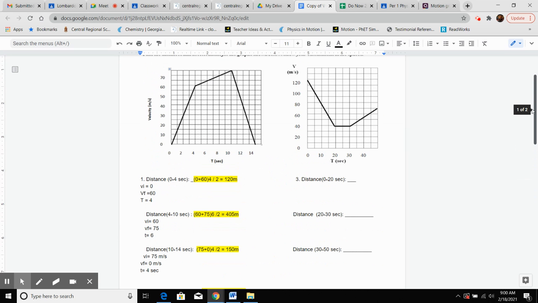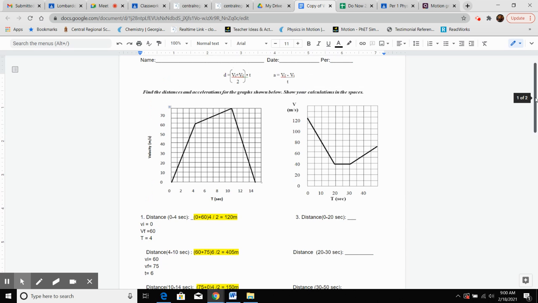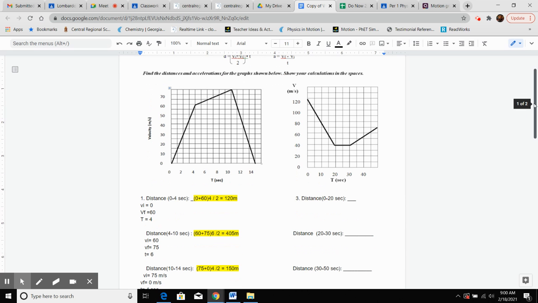All right, so you guys are going to basically use that as an example to complete the graph on the right-hand side.